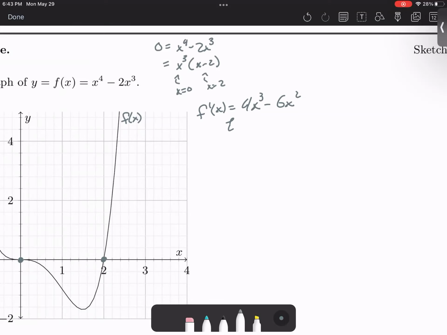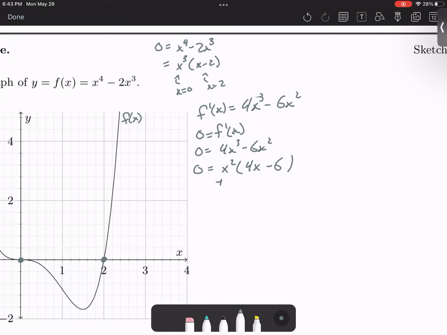But this is a polynomial. You can plug anything you want into there. It's nice and smooth and continuous. So we're really only looking for these zeros. So you can factor out the x squared. You're left with a 4x minus 6. So 0 is a 0 of the derivative, and x is equal to 3/2, or 1.5, is the other 0.